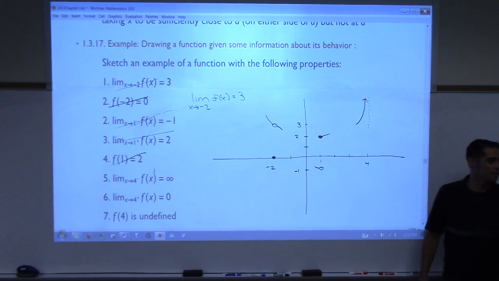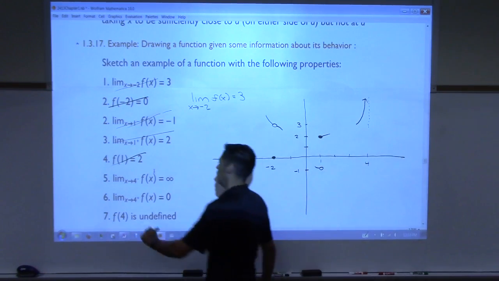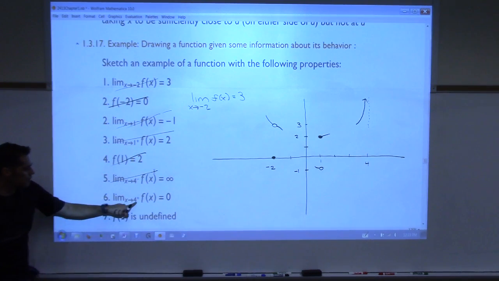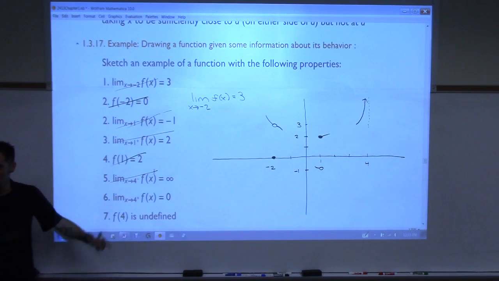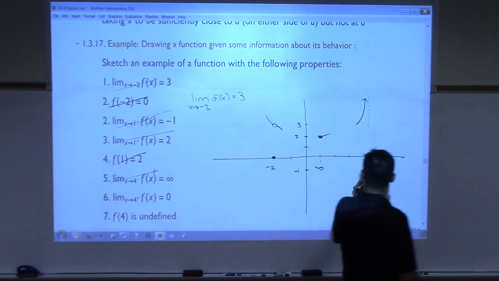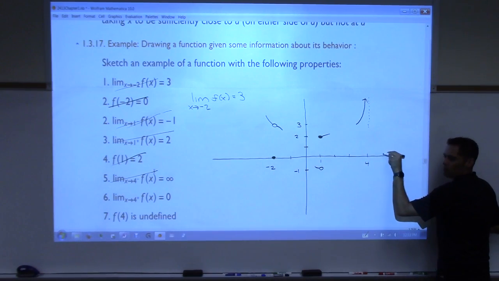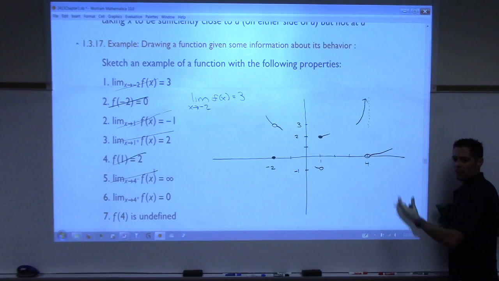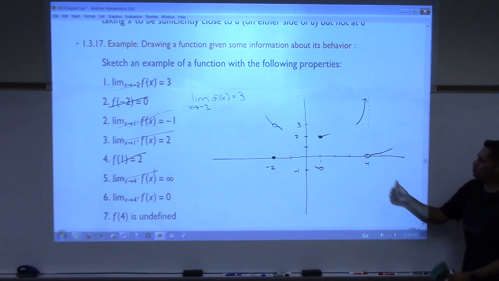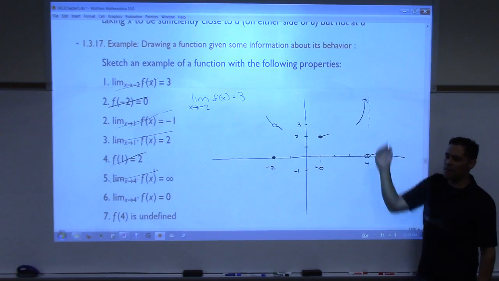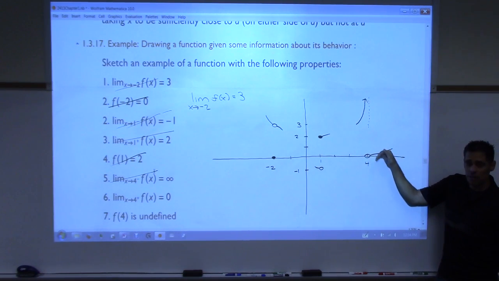How about from the right, though? Let's approach 4 from the right. The function needs to go to 0. So I'll put an open circle here, 4 from the right. Do you want to do an open circle here, like that? And then anywhere out here, like this? So as you approach 4 from the left, you're going to infinity. As you approach 4 from the right, it's headed to 0, right?